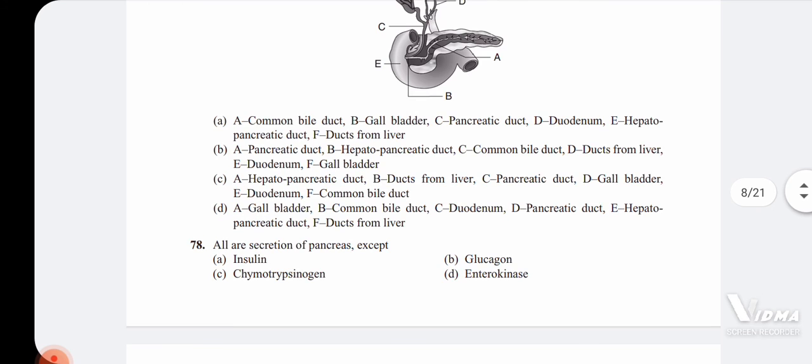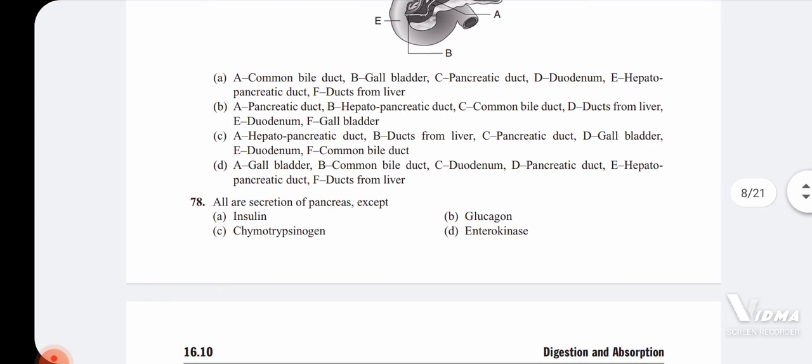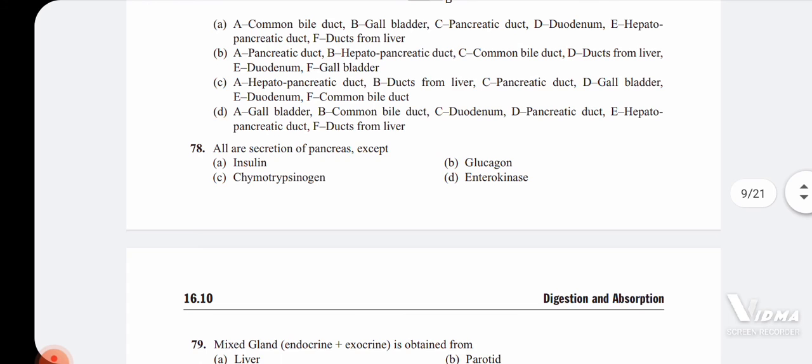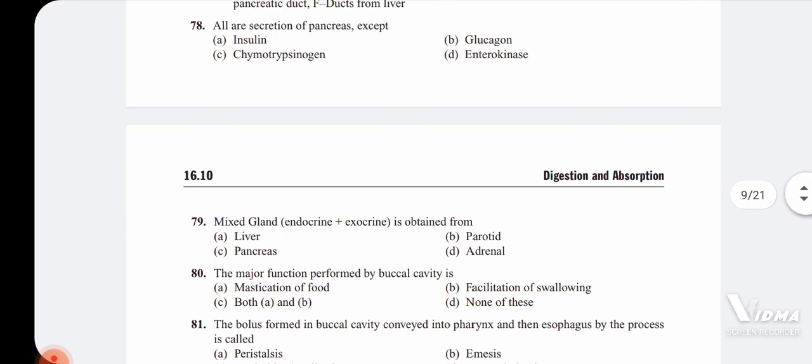78th, all are secretions of pancreas except. Insulin is being secreted from the pancreas. The glucagon is also being secreted from the pancreas. Chymotrypsinogen is secreted but it is an enzyme, whereas insulin and glucagon are hormones. But option D, what they have given as enterokinase, this enterokinase is an enzyme which is secreted from the intestinal mucosa.